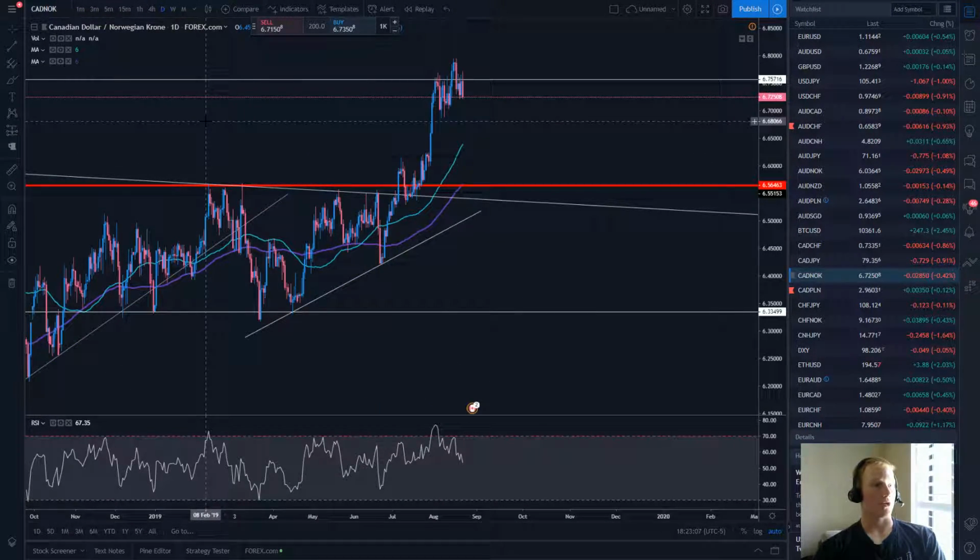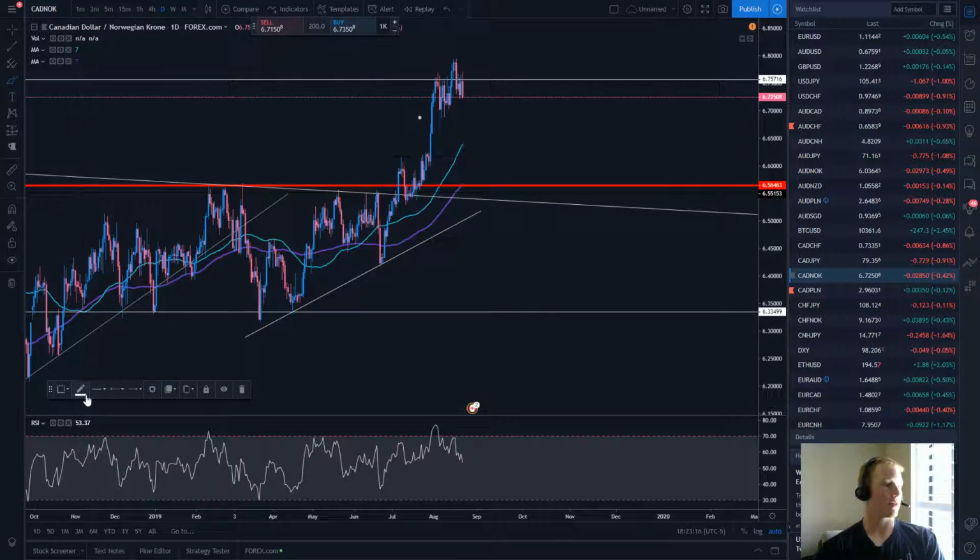Canadian dollar, Norwegian krone is beginning to form a head and shoulders. It still hasn't finished the head, but we have. This is black. Oh no, it's not. Okay, good. Finish this head. It's still got to finish the right shoulder too, but I'm pretty confident that's what it's beginning to form.